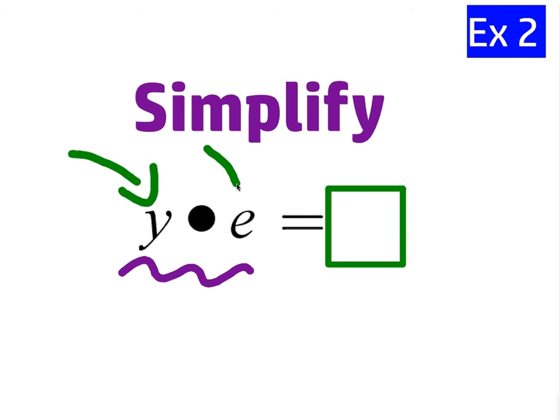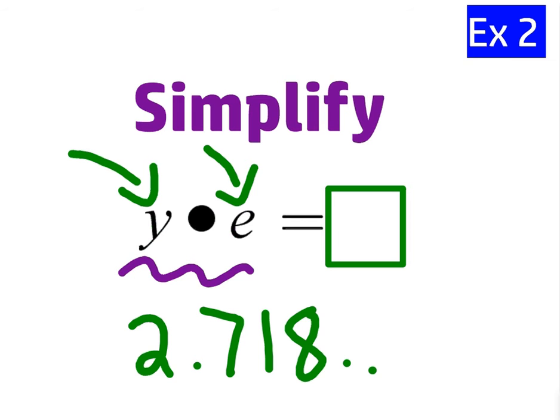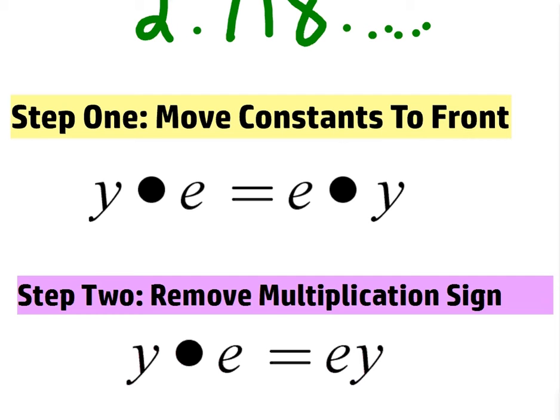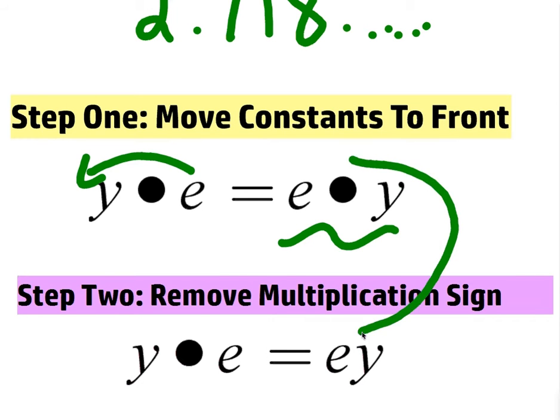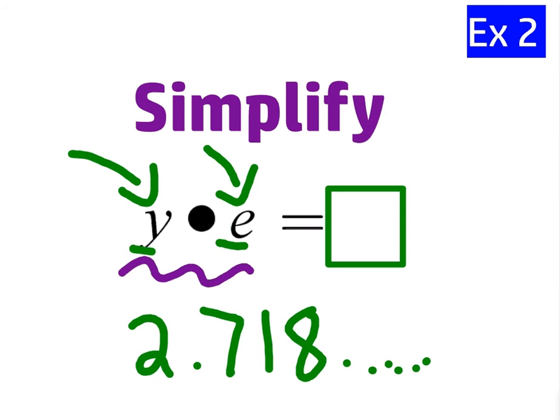Why is e not a variable? Because it's a predetermined, defined number that's equal to something that's constant, that doesn't change. It does go on forever, but it doesn't change. You can't make it 3 or 4 or 5. Mathematicians use e as a specific number. So the variable comes first, y, and then the constant. So we're going to follow these steps like we did last time. We're going to move the constant up front, so it's going to become e times y, and then we're just going to write it as ey. Remove the multiplication sign. And therefore the answer to our original question was ey.